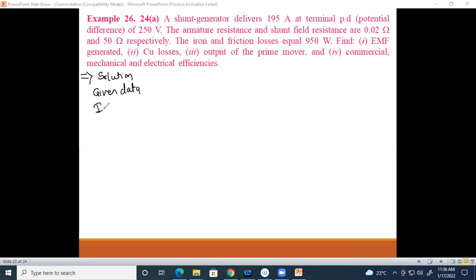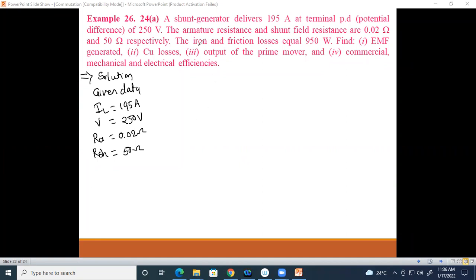Load current is given, IL is equal to 195 ampere. Terminal voltage, or the potential difference across the terminal, is 250 volt. The armature resistance and shunt field resistance are given. RA is equal to 0.02 ohm, and RSH, the shunt field resistance, is equal to 50 ohm.